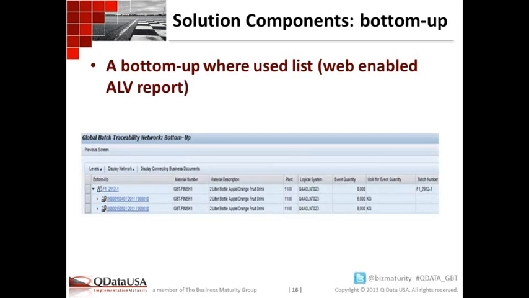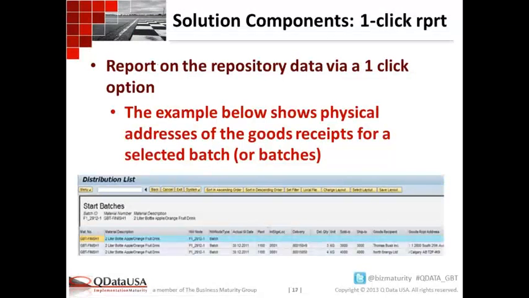All right. The one-click report, this is a report on the repository data. Like I said, SAP provide 4 reports in this particular space out of the box. The rest, if you need any more, you can take that report, you can have a look to see how it is that they're accessing the data, and you do it in the same way, and you can provide your own look and feel of reports. Okay. This one over here is showing us the physical addresses of the goods receipts for the selected batches.